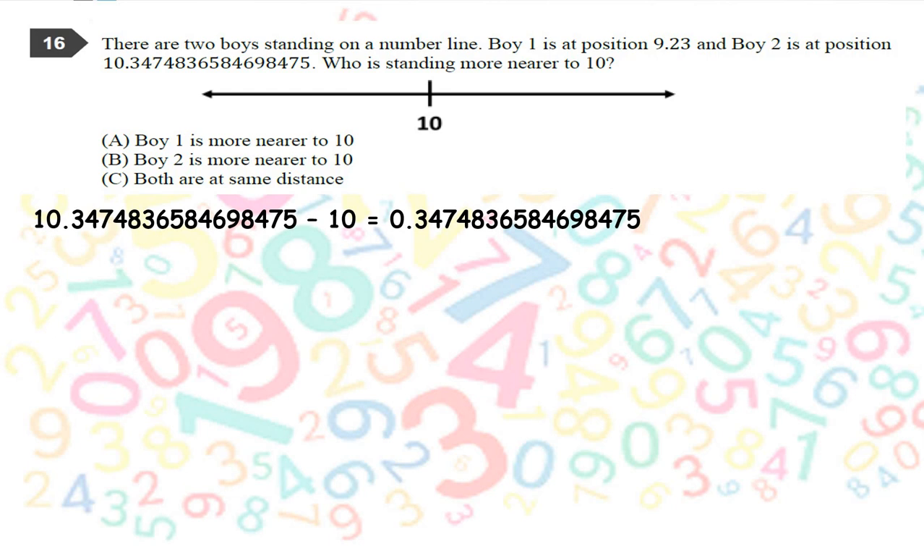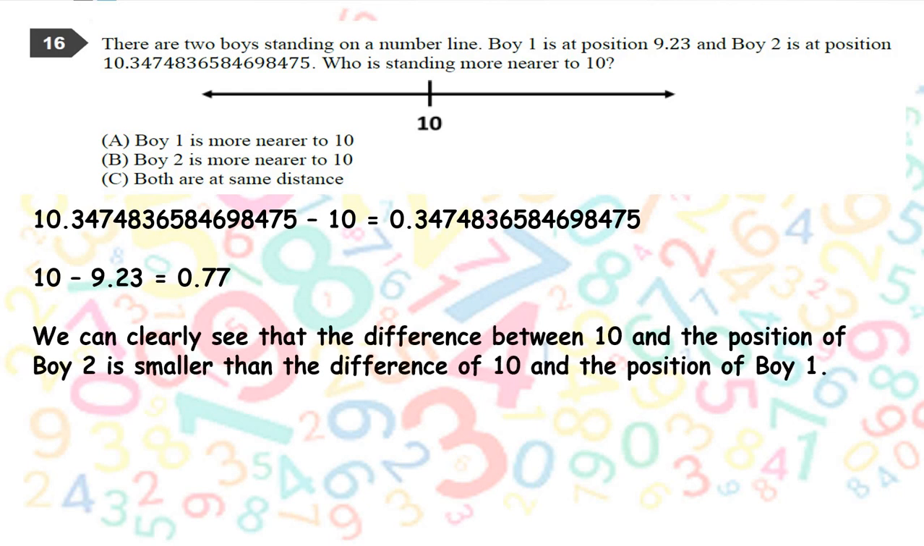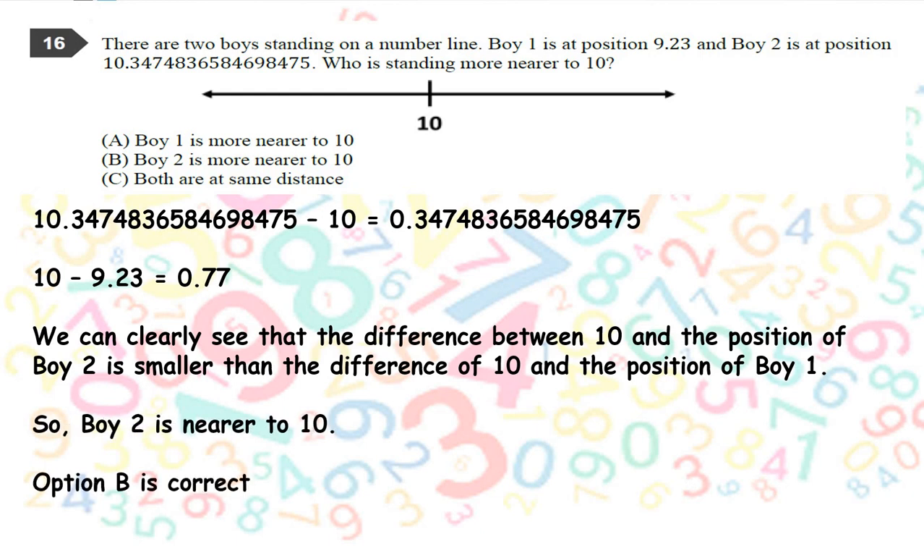So 10.3474836584698475 minus 10 is this much, 0.34 and something, and 10 minus 9.23 is 0.77. So which number is smaller? You are correct, 0.3474836584698475 is smaller. So we can clearly see that the difference between 10 and the position of boy 2 is smaller than the difference of 10 and the position of boy 1. So boy 2 is nearer to 10. Option B is correct.